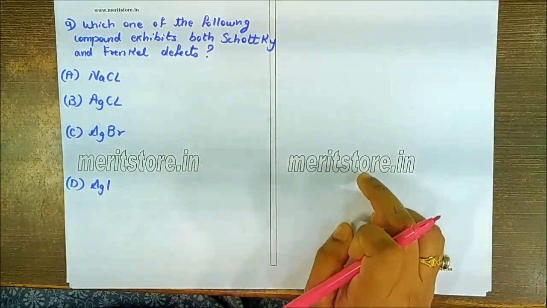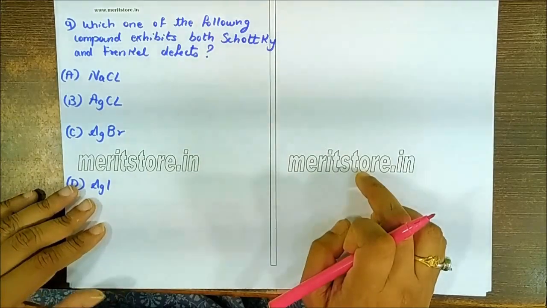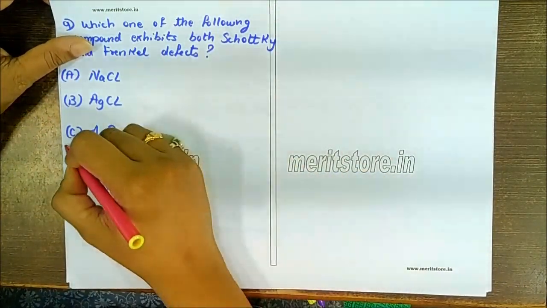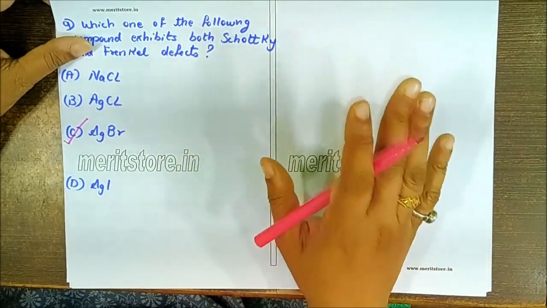Question number 9 is, which one of the following compounds exhibits both the Schottky as well as the Frenkel defect? So this particular defect is shown by AgBr, where the Schottky defect and the Frenkel defect both are observed.